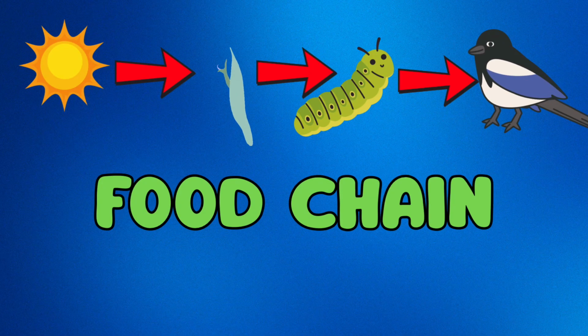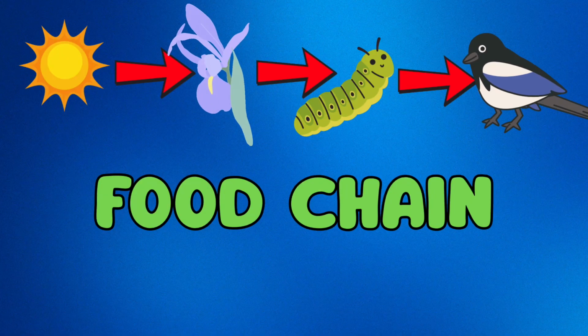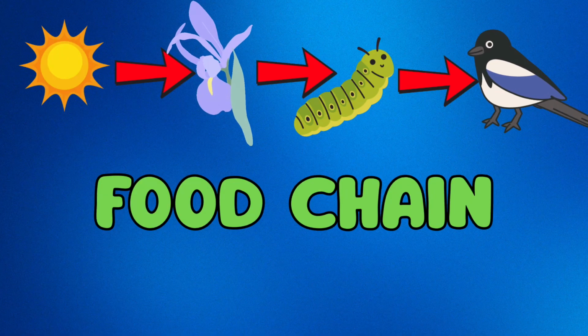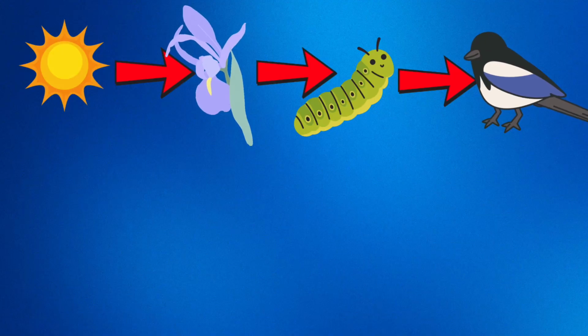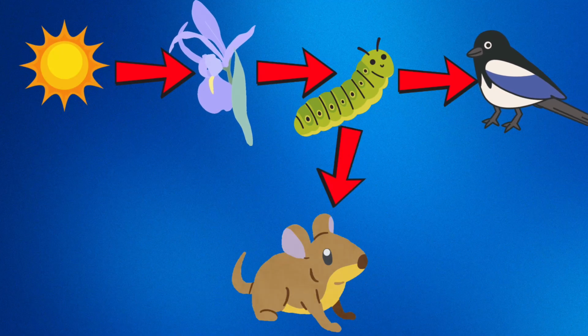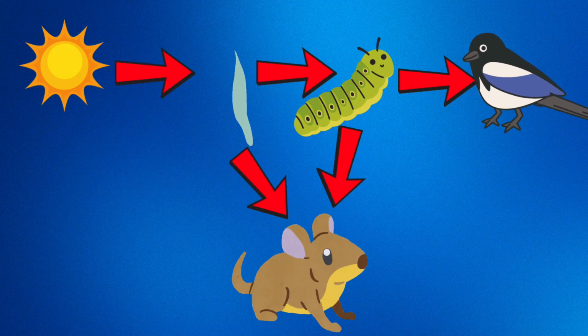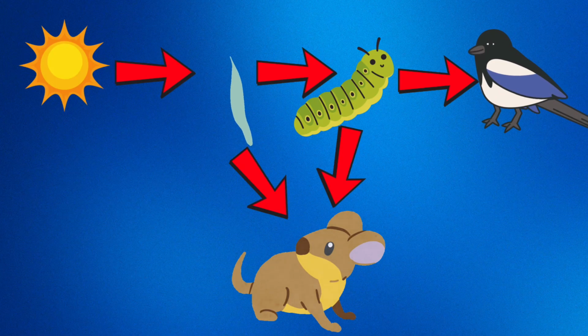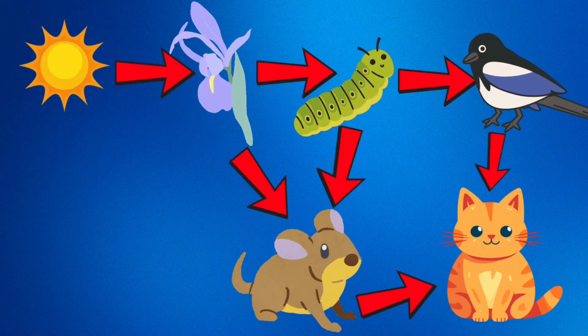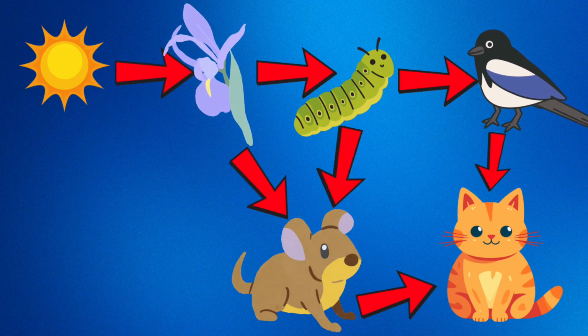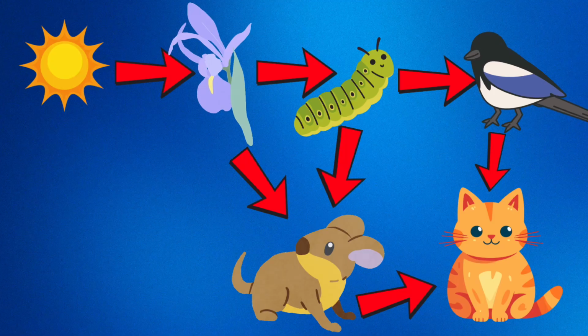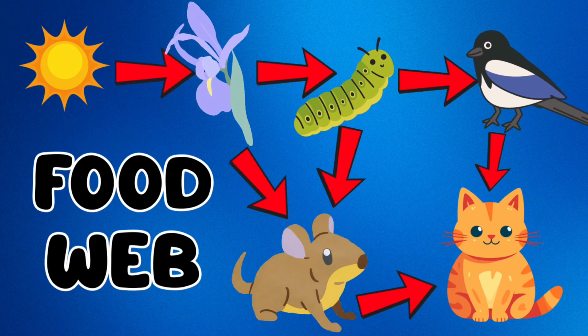When you start adding more organisms into the group, however, it begins to create a web. So, another organism that can eat a caterpillar is a mouse, but he can also eat a plant. We can then add that a cat can eat a mouse, but the cat can also eat a bird. And now we're starting to see where the food web is starting to form.